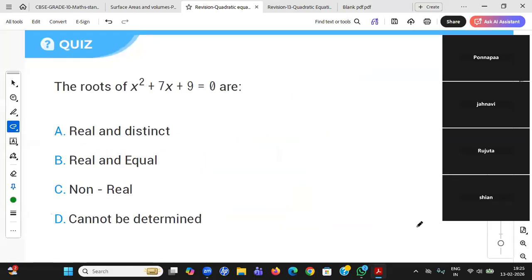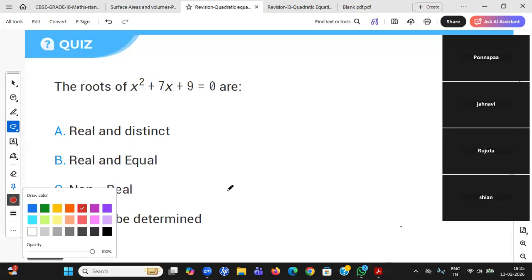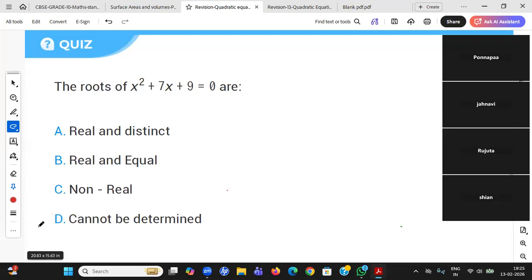Okay, so with that, give me this answer, student. The roots of this equation, are they real and distinct, real and equal, non-real, cannot be determined? So whenever he's asking about the roots, he's asking the nature of roots. You just need to find b square minus 4ac. But ensure you are comparing it with the standard equation. If it is not in standard form, you need to convert it. I'm able to see it is almost in the standard equation.